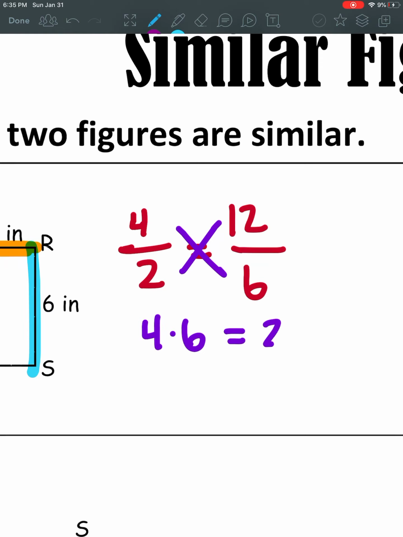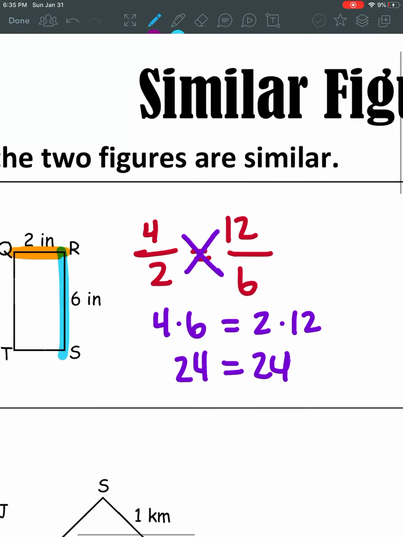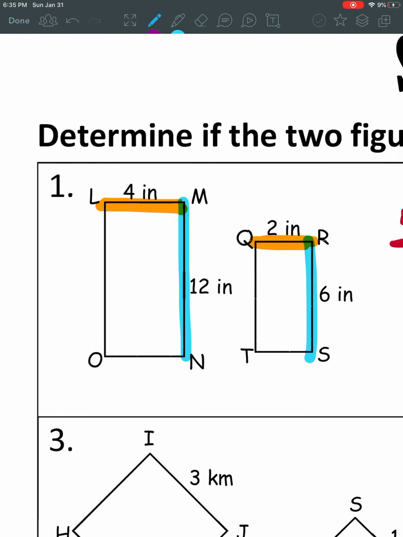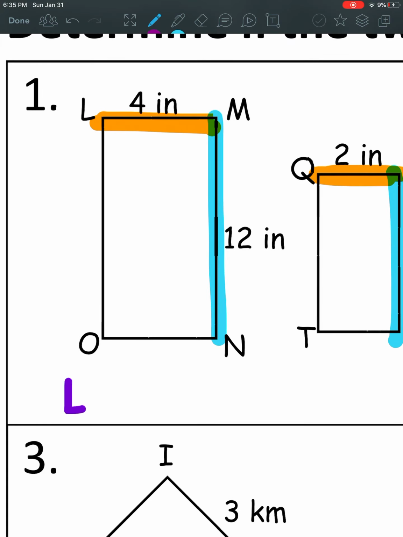Then we're going to use our cross products and see, do these equal the same? So is 4 times 6, that's one diagonal, equal to 2 times 12. So 24 does equal 24. These are similar.